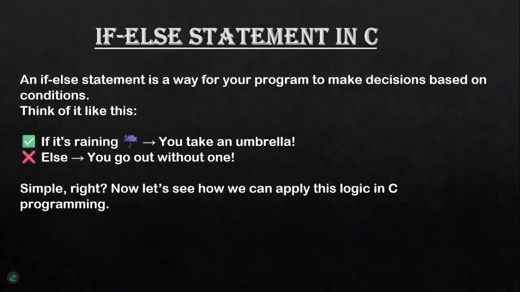At first, if-else statements in C. An if-else statement is a way for your program to make decisions based on a condition. There is a condition, and based on the condition, you make the decision. Think of it like this: if it is raining, you take an umbrella, else you go out without one. Simple, right? Now let's see how we can apply this logic in C programming.